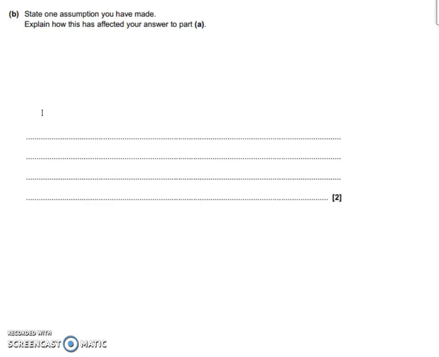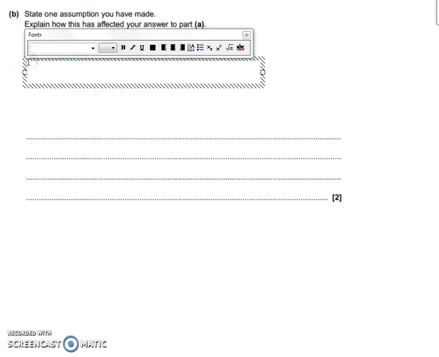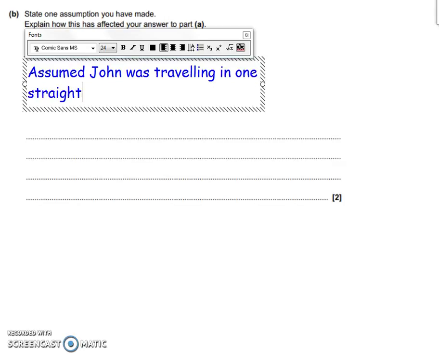And at the very start of that question, the first thing we did was we connected up Newcastle and Cambridge and we measured the straight line distance. Okay, so that can be an assumption that we've made. So we assumed that John was travelling in a straight line. Now, obviously, in real life, it's very, very rare to travel in just one straight line. So we assumed John was travelling in one straight line. Okay, so we've made that assumption.